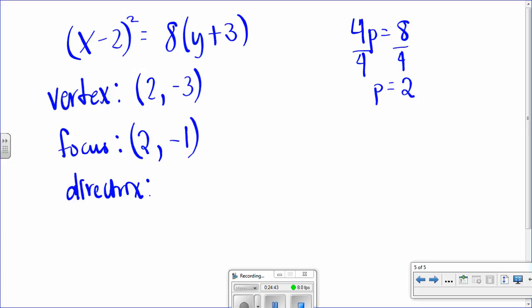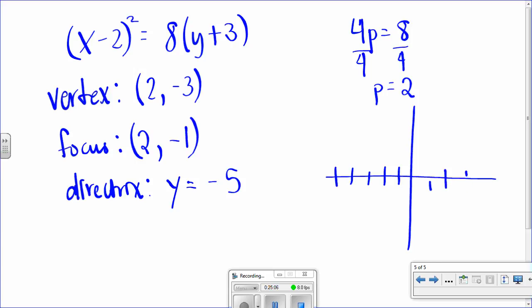Alright, what about the directrix? Y equals K minus P. Y equals negative 3 minus 2. Negative 5. Alright, let's sketch this out. Just a sketch. The vertex is at 2, negative 3. Focus is at 2, negative 1. Directrix is at y equals negative 5.